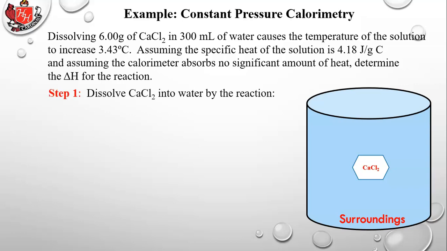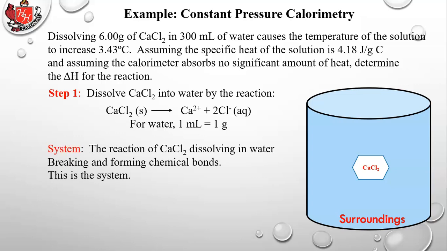So step 1, we dissolve the calcium chloride into the water by the decomposition reaction. CaCl2 produces Ca2+ ions and 2 Cl- ions. And remember that we do have a conversion that we can use later on in this problem. For water only, 1 milliliter equals 1 gram of water. That's only true for water.